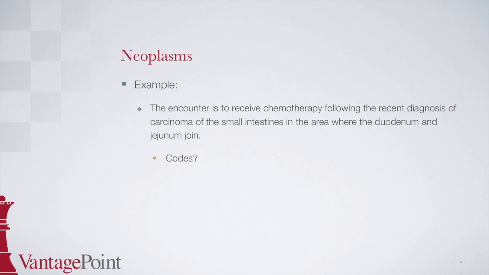Now I'd like you to try a chemotherapy coding example for ICD-10. The reason for the encounter is to receive chemotherapy following the recent diagnosis of carcinoma of the small intestines in the areas where the duodenum and the jejunum join. What are the codes for this patient? Please pause the webinar to complete this example and then hit play to continue and learn the answer.